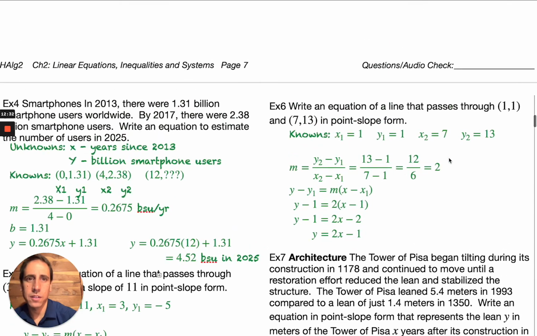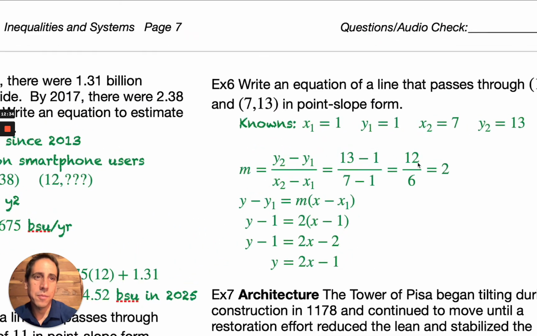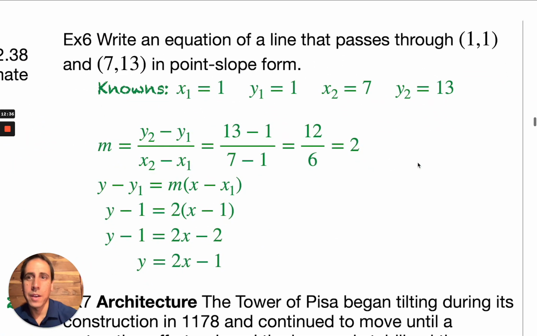Example 6. Write an equation of a line that passes through (1, 1) and (7, 13) in point slope form. So what do we know? We know x1 is 1. We know y1 is 1. We know x2 is 7. We know y2 is 13. It's kind of good to label these. If you didn't want to write all that out, you could just label it right here: x1, y1, x2, y2.